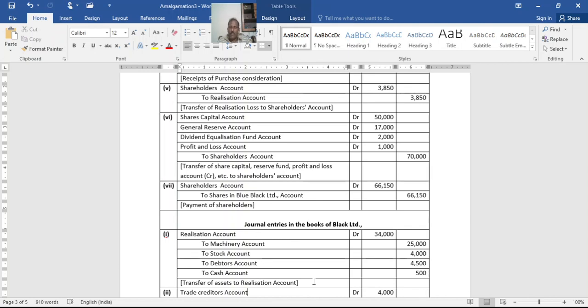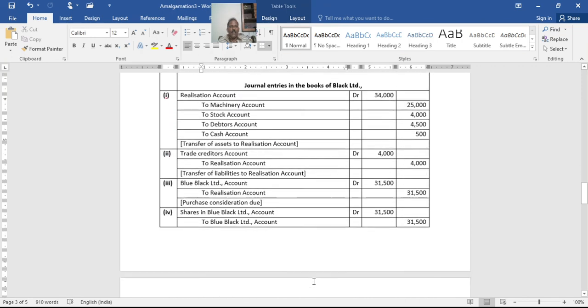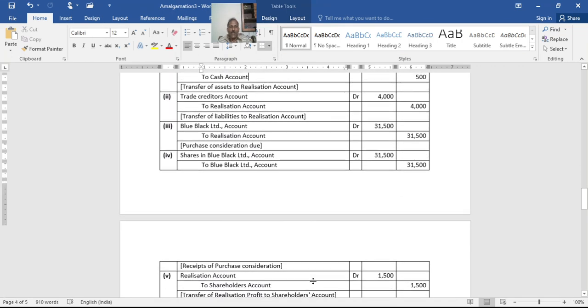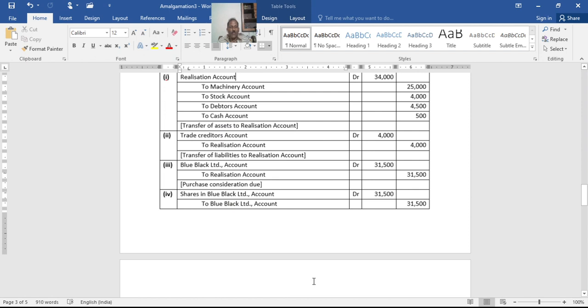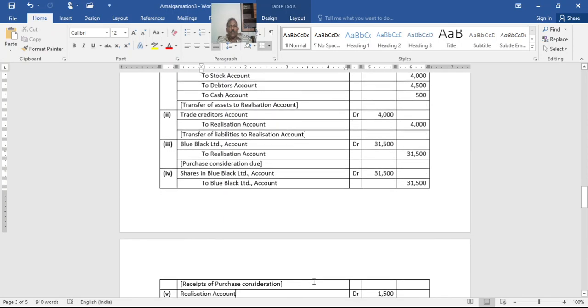Then similarly, journal entries in the books of Black Limited: transfer all assets to the realization account, including cash, total being 34,000. Then transfer trade creditors, debit to realization, only one item. Blue Black Limited to realization, that is to record purchase consideration due, same 31,500, that is there in the above table where you calculated purchase consideration. Then settlement, here also both the companies settled by the issue of shares. So shares in Blue Black Limited account debited to Blue Black Limited account, that is for the receipt of purchase consideration.